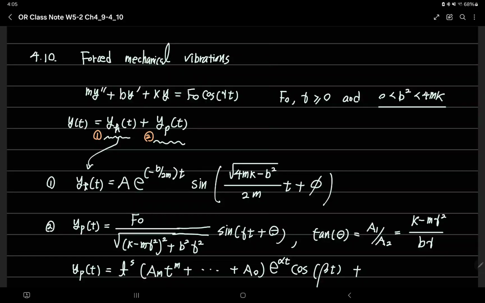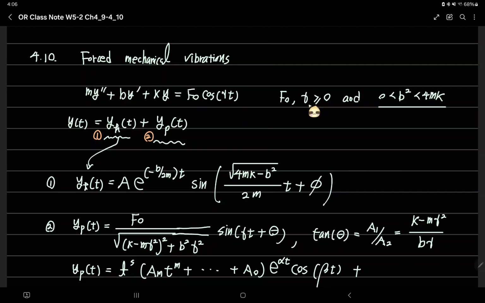Okay, so I'm going to cover 4.10, forced mechanical vibrations. We're going to consider the second-order linear non-homogeneous differential equation. As you can see, the external force is given as a constant F sub 0 times cosine of gamma t. This equation models the behavior of an object under the force, the forced mechanical oscillator.